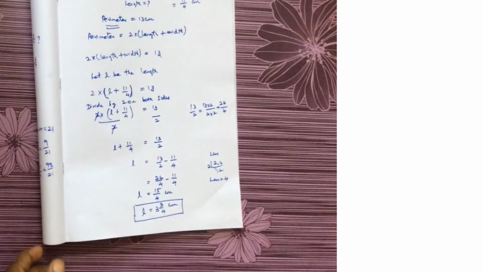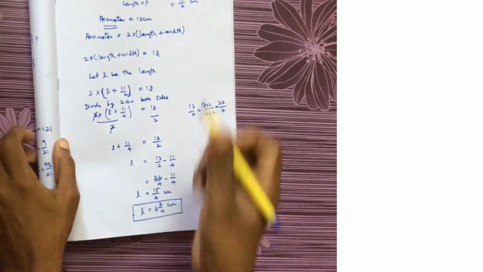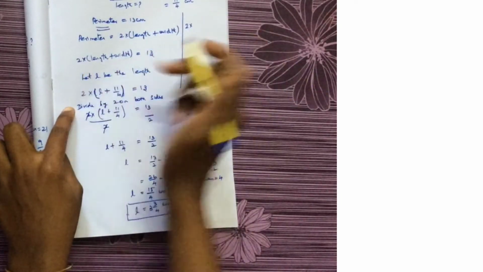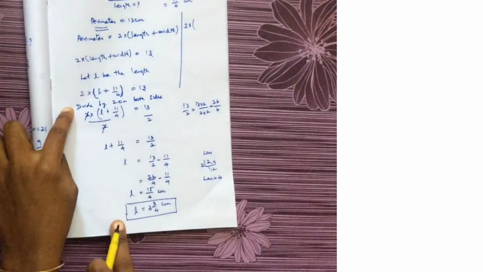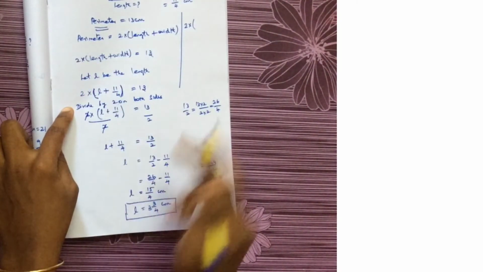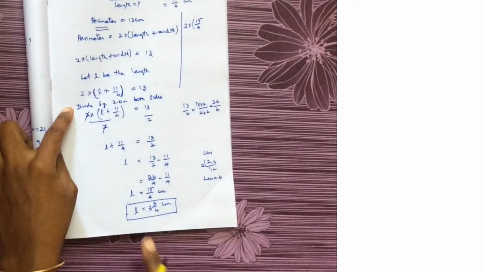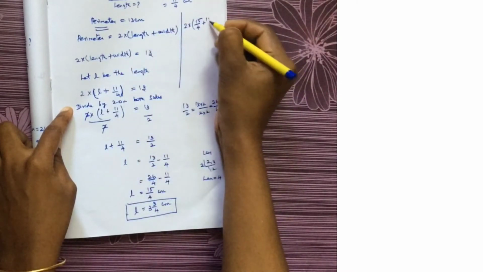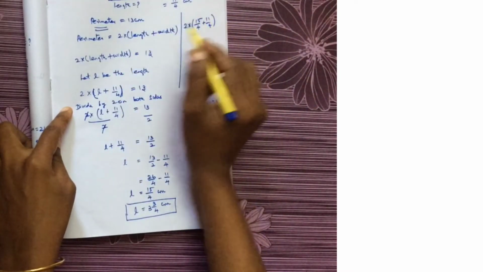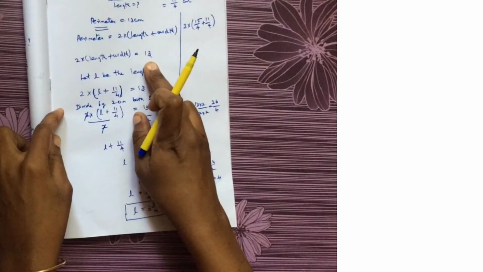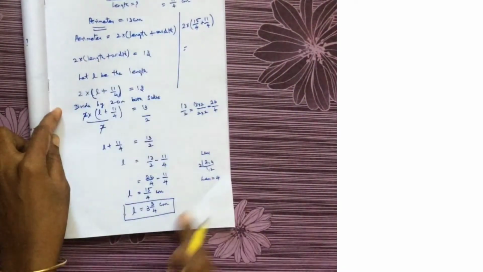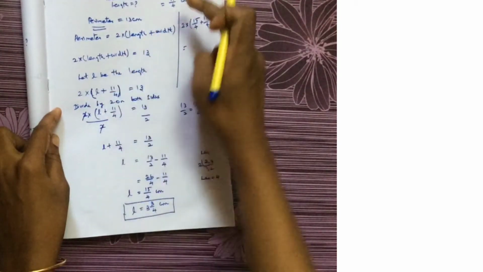One thing is, now we got the length. If you want to check whether what you have done is correct or not, just go to this equation. Now 2 you know. What is the length? 3 3/4, that is 15/4. 15/4 is the length. Plus what is the width here? 11/4. Now if you solve this, what should you get? You should get 13. If you got 13, it means the problem you have done is correct. Let me check it. This 2 is here, length is 15/4 and width is 11/4.